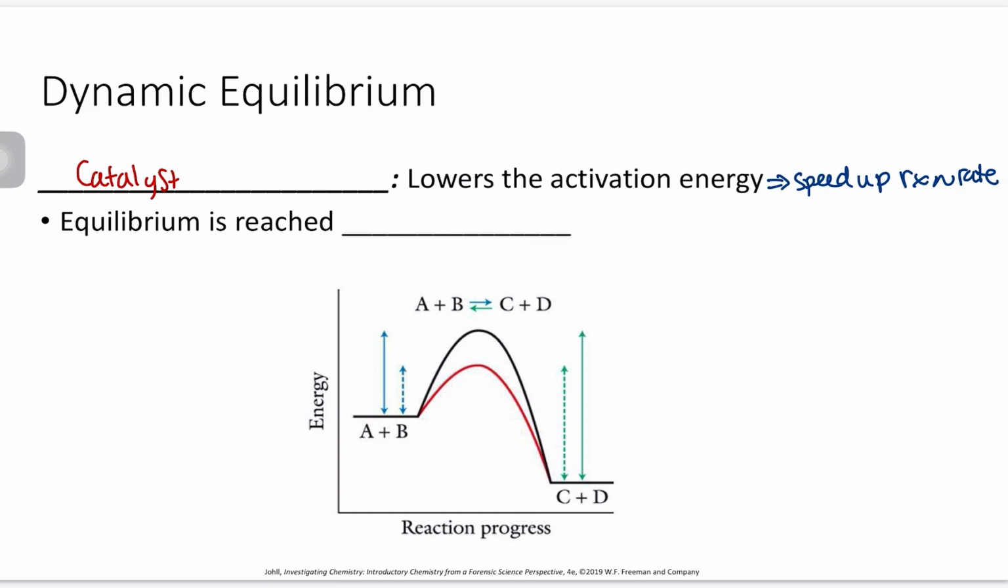And in doing so, it not only speeds up the forward reaction, notice that my activation energy for the forward reaction decreases by quite a bit, but so does the activation energy of my reverse reaction. Activation energy of my reverse reaction is also lowered. So what this means is that the equilibrium is going to be reached faster.